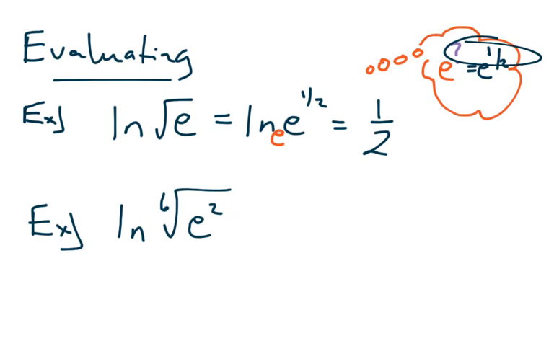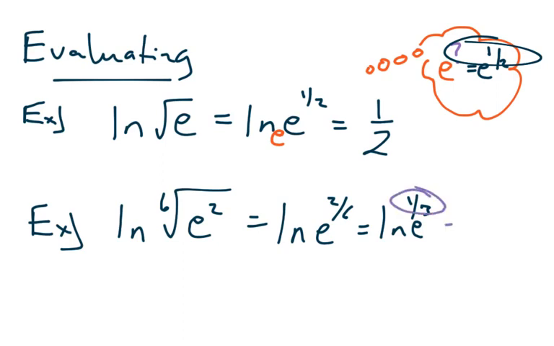How about the ln of the 6th root of e squared? Now remember, you want to be thinking exponents, so we could convert this to a 2 over 6, which of course is a 1 over 3. And once again, we're able to deduce that magic exponent would have to be 1/3.